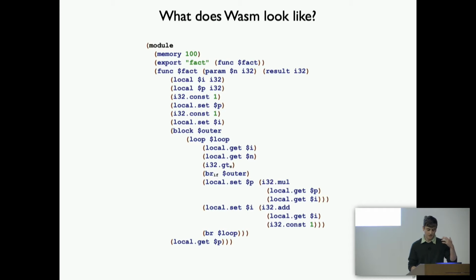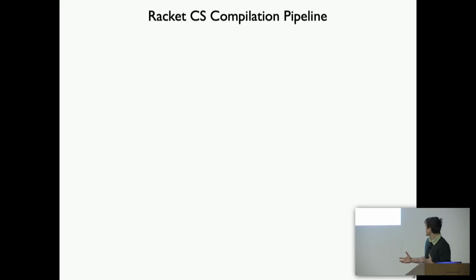Especially in Racket, which I'm going to get to in just a second here, the Racket CS compilation pipeline. Racket CS is the implementation that probably most folks are using. That's the implementation of Racket that uses Chez Scheme, which is a native Scheme compiler, originally developed by Kent Dybvig, as its native code generation backend. And there was a big push a few years ago to make that switch over.